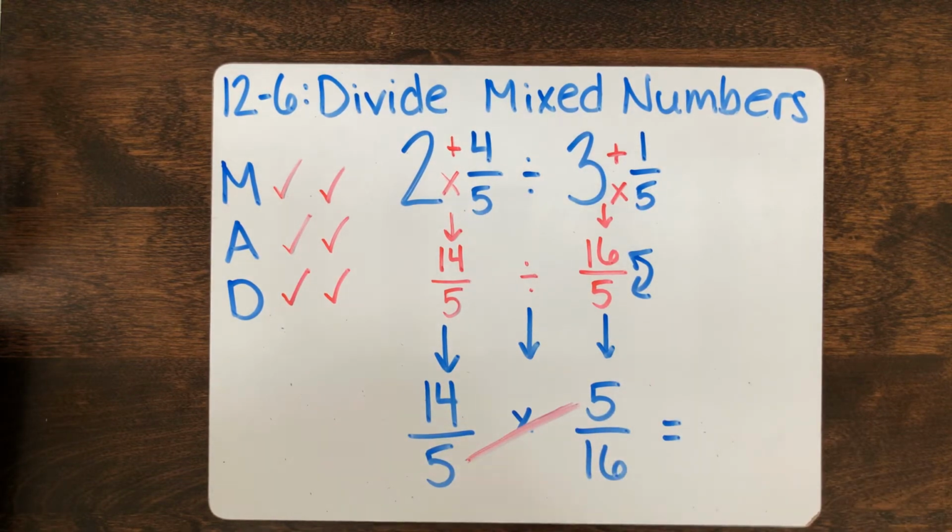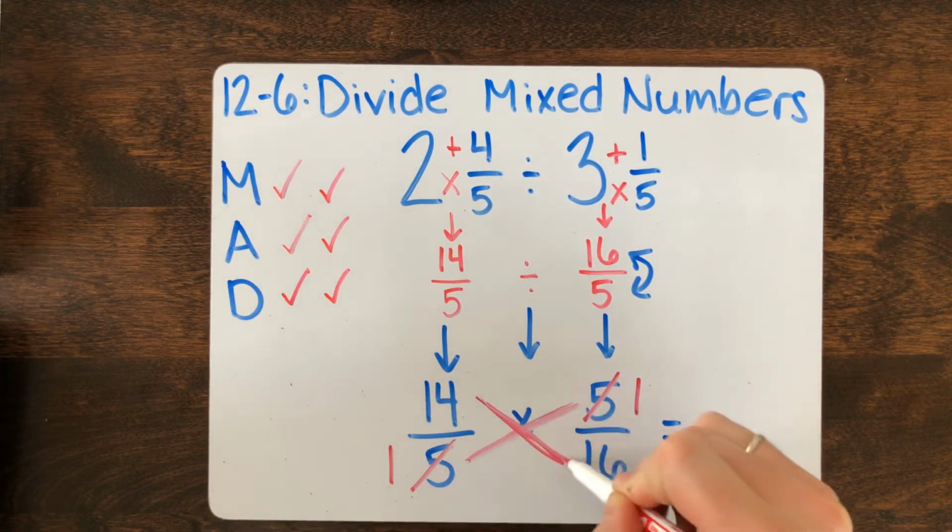What can they both be divided by? What number can go into both 5 and 5? Well, the number is 5. So 5 divided by 5 is 1. 5 divided by 5 is 1. Make sure that you're dividing both of these by the same number. All right, now let's look diagonally the other way.